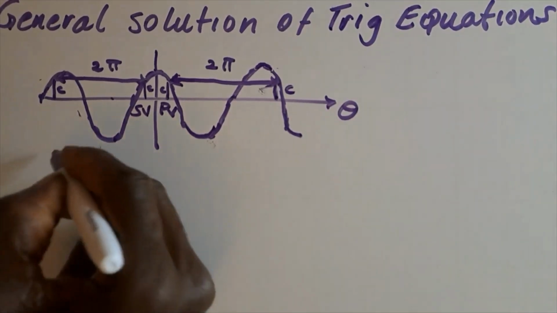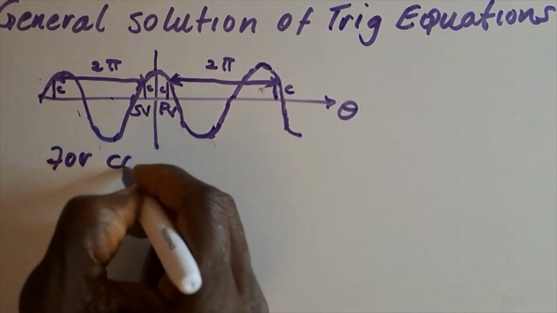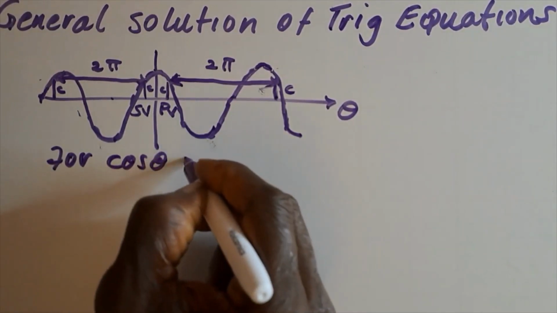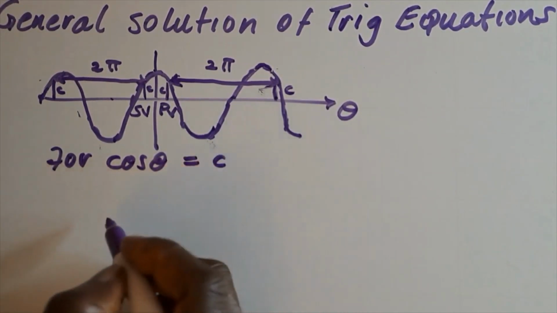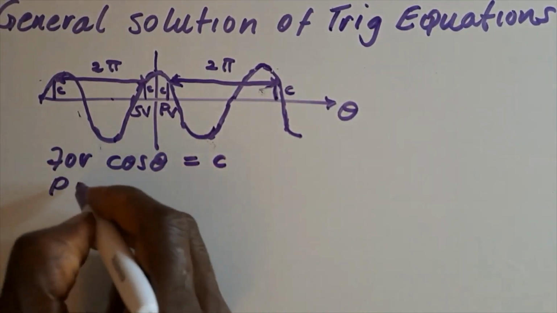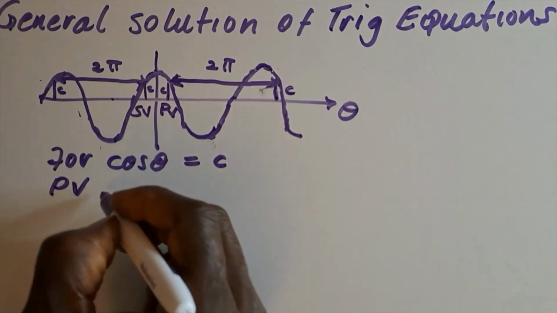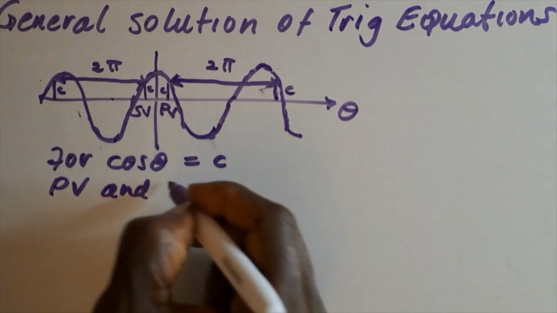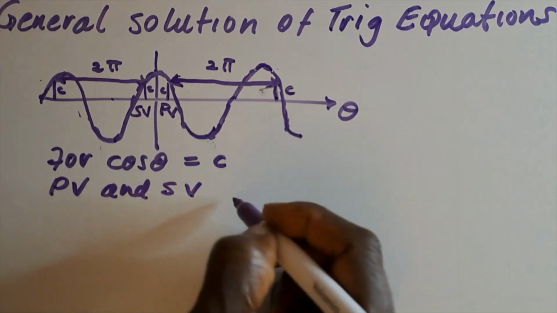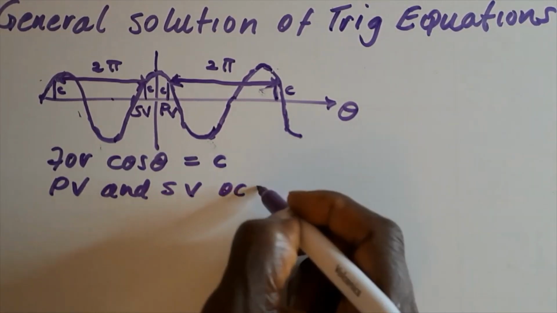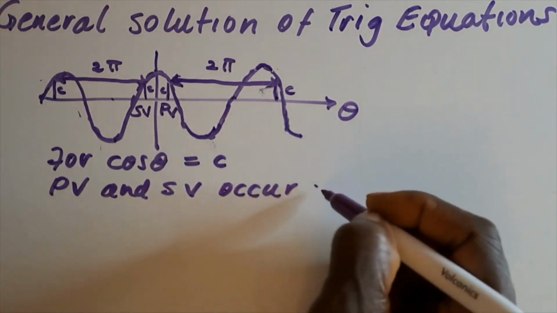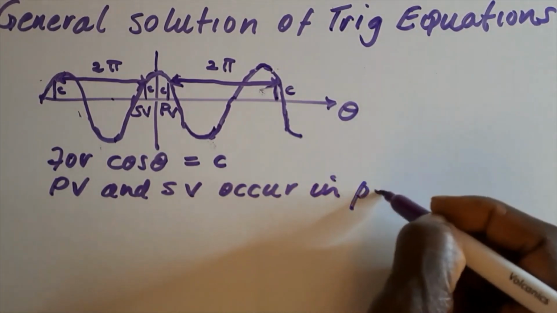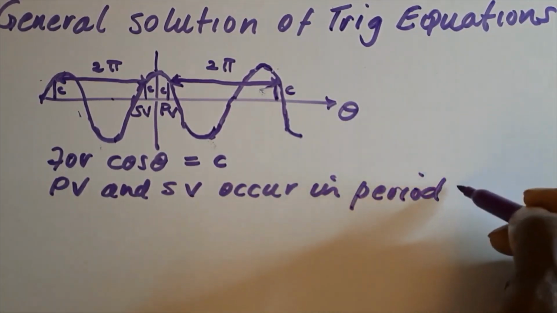Hello, so this now is for cosine theta, which is equal to c. Now our principal value and secondary value, they both occur in the period 2 pi.